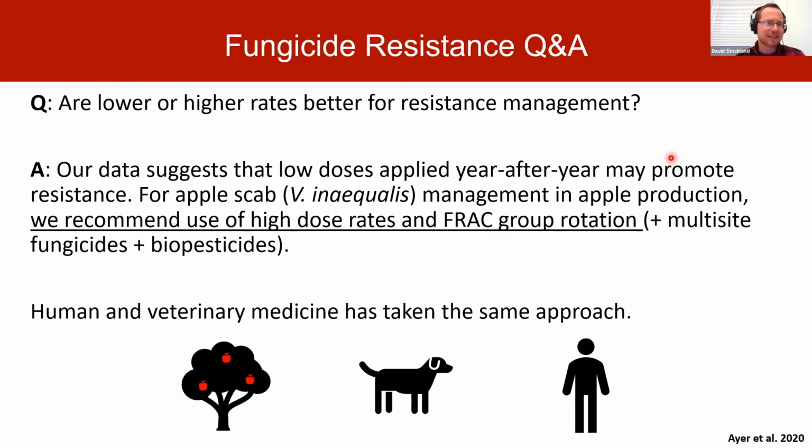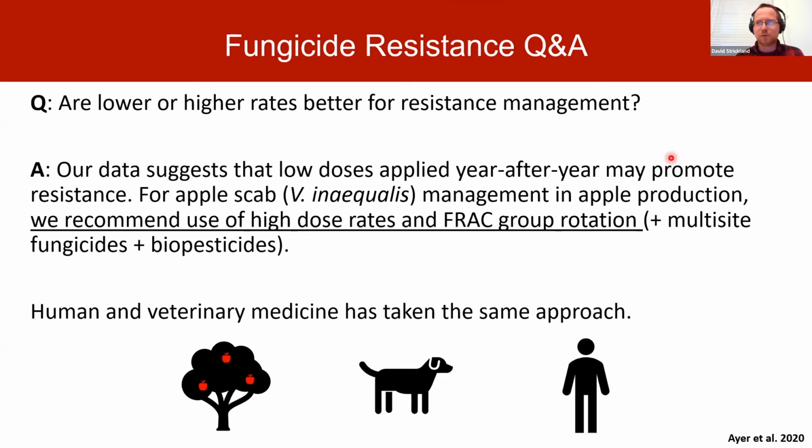One of the biggest questions I get is, are higher or lower rates better for resistance management? Do you come in swinging with the highest rate possible and just try to burn out the fungi that's causing a problem, or do you apply a low dose, but maybe more frequently, or just try to find a way to burn it out slowly?